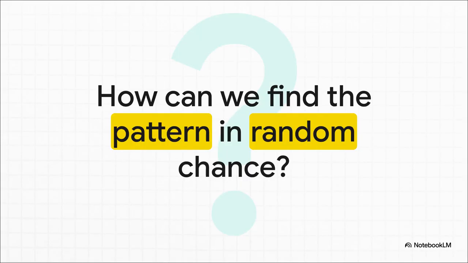So let's just ask it straight up. How can we find a pattern in something that's supposed to be random? It sounds kind of like a contradiction, right? But here's the secret. Statistics gives us the tools to map it all out. And by the end of this, you'll see that structure for yourself.